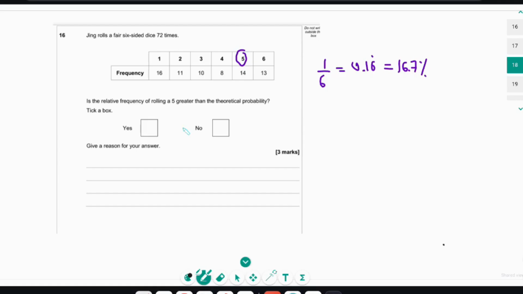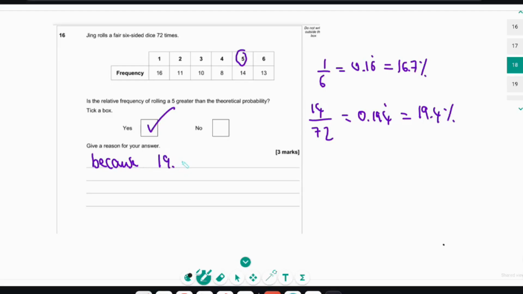From our table, the relative frequency of rolling a 5 is 14 out of 72. As a decimal, that is 0.194 recurring, and as a percentage it is 19.4%. Yes, so it is greater, because 19.4%, or 0.194 recurring, is bigger than 0.16 recurring, or 16.7%.